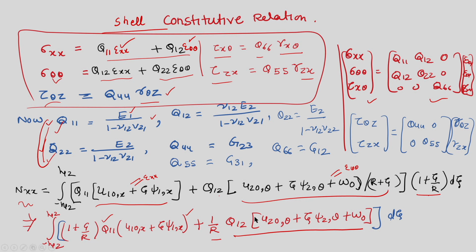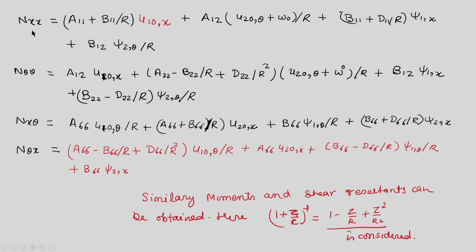So, the definition of A12, and if you multiply with this B12, and again this is the coefficient of W naught will be also B12. So, if we do so, ultimately Nxx can be represented as (A11 plus B11 by r) u10 comma x plus A12 u20 comma theta plus W naught divided by r, (B11 plus D11 by r) psi 1 comma x plus B12 psi 2 comma theta by r.